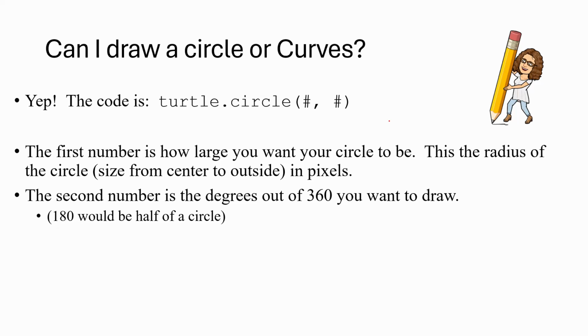360 being an entire circle. If you want 180 degrees, that would be half a circle. 90 would be a quarter, stuff of that nature. Other things you can do, you can put negative values. And what that will do is it'll draw a circle backwards from what it normally draws. Some people like to draw circles when they're doing their designs.